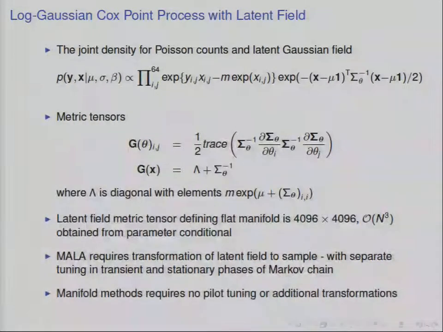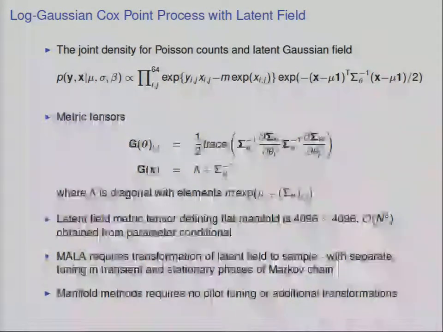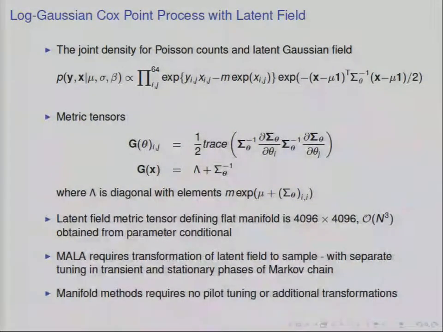Now, if we use something like the Langevin scheme or hybrid Monte Carlo without employing the metric structure, or without using some sort of explicit transformation of the latent field, and without tuning the sampling scheme both in the transient phase and in the stationary phase of the Markov chain, the thing will not converge, it will just fall flat.